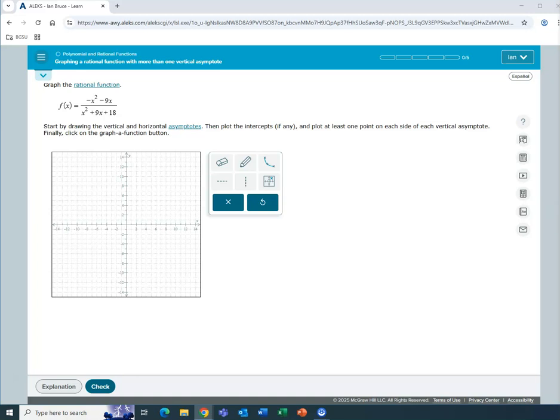However, first thing you do want to do is identify the vertical asymptotes by setting the denominator equal to 0 and solving for x. So we would solve this by equaling this to 0, just like that. And then once we do that, we can factor our quadratic, which would be (x + 3)(x + 6) = 0.